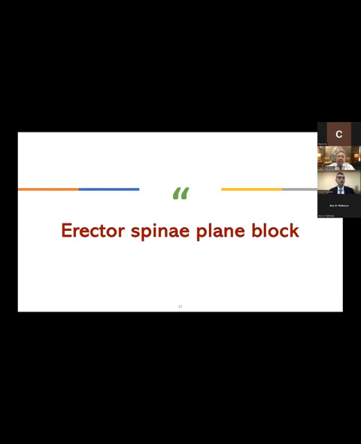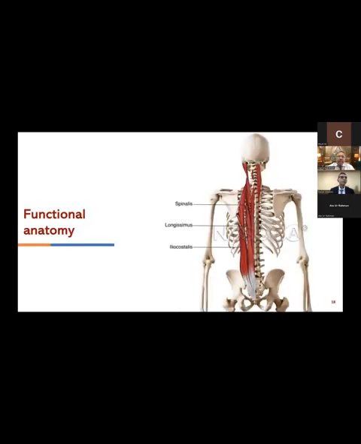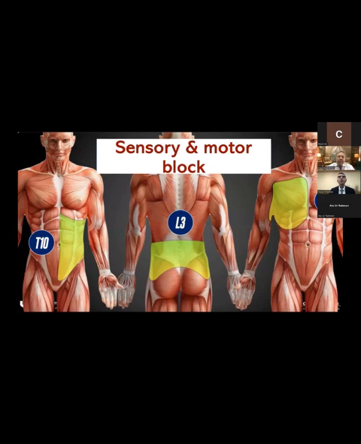The erector spinae group comprises the iliocostalis, longissimus, and spinalis muscles. They run bilaterally from the skull to the pelvis and sacral region, and from the spinous to the transverse process, extending to the ribs.